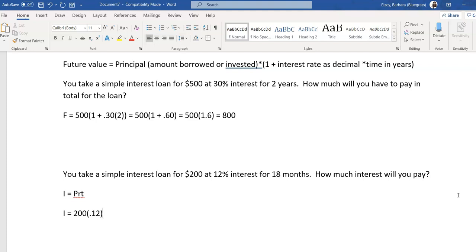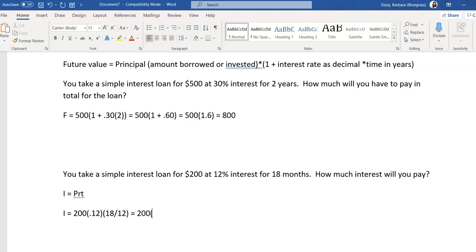And here's where you want to be careful. 18 months. We always want our time as years. So 18 divided by 12 months in the year is going to give us the time as years. Or you can put 18 over 12 into your calculator and get 1.5 years. That's really the calculation that we're making there, 18 divided by the 12 months of the year. So anytime our time is listed as months, take it and divide it by 12 in order to get it listed as years.